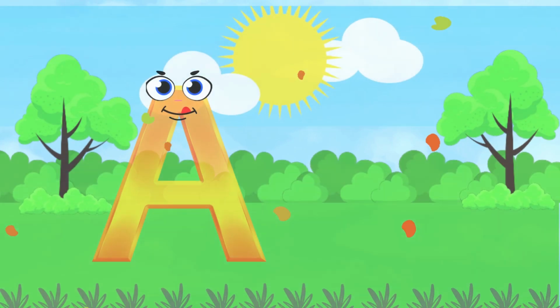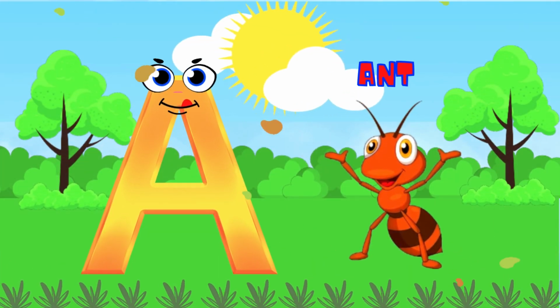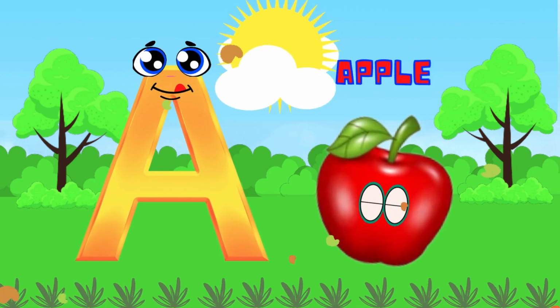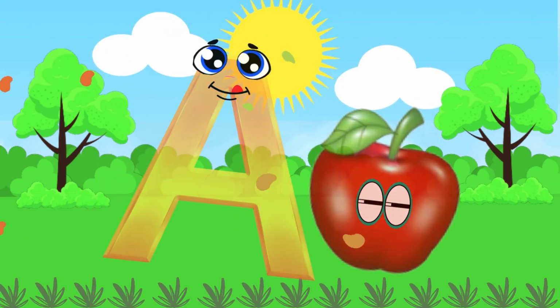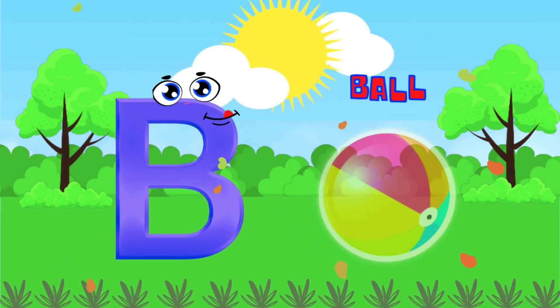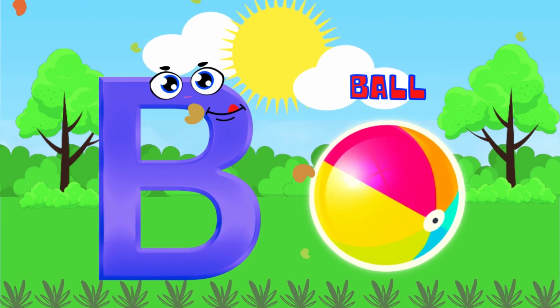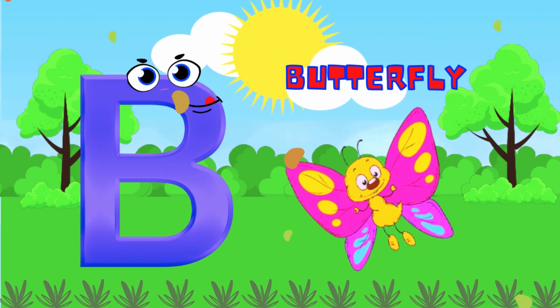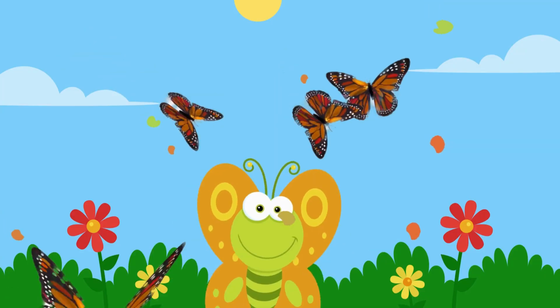A is for ant. A, a, ant. A is for apple. A, a, apple. B is for ball. B, b, ball. B is for butterfly. B, b, butterfly.